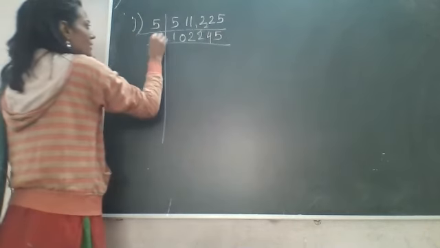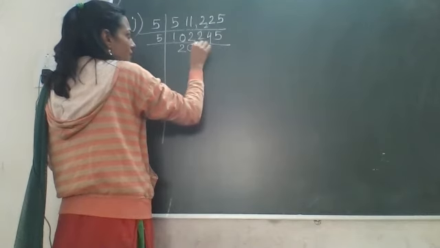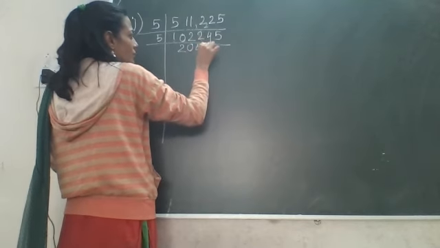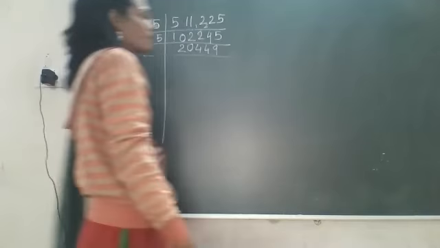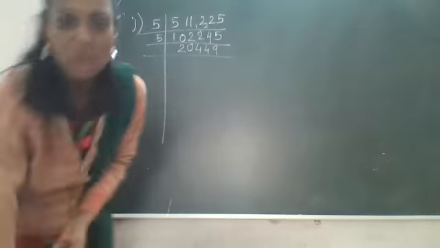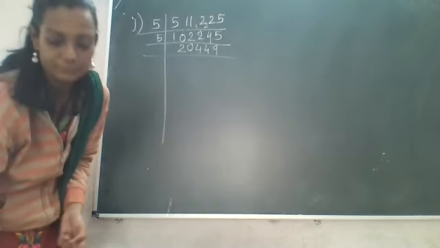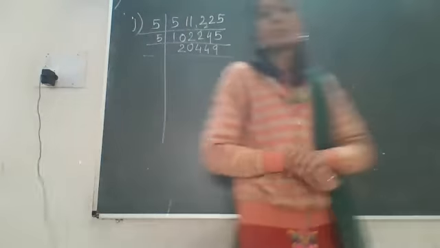Again, 5 2s are 10, 5 4s are 20, and 5 9s are 45. Now check whether this one is right or not. Now check by which number we have to divide it now.